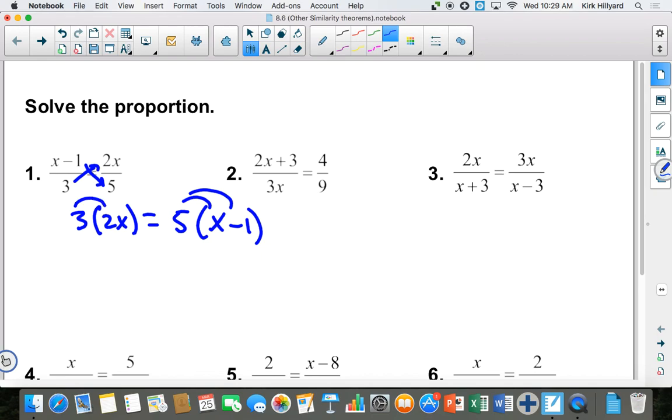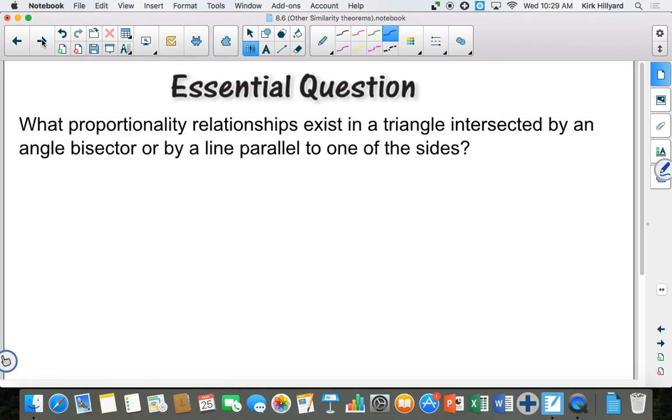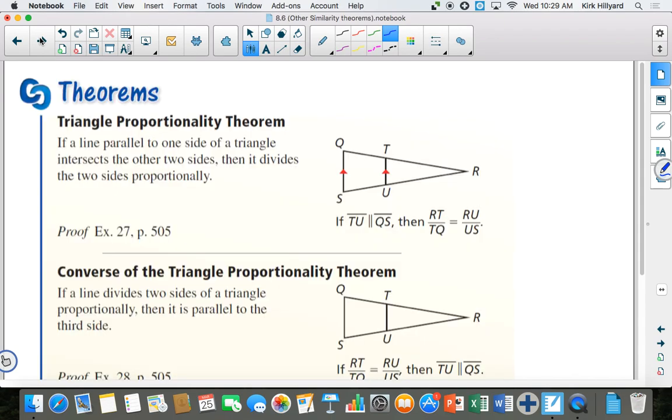You do the same thing on each one of these problems here. Cross multiply, and then solve for x. So when you're solving a proportion, set it up like that. We're going to be setting up proportions today in most of the assignment, but today we're talking about angle relationships and proportions of triangles. So we're going to look at triangles that are intersected by an angle bisector or parallel lines, and then we're going to use proportions to help us solve those.